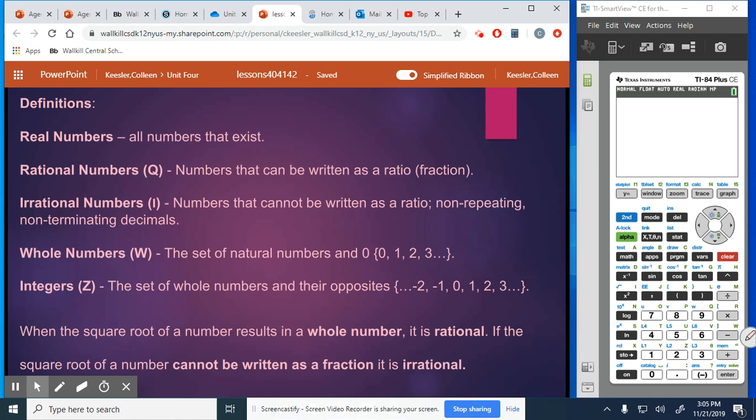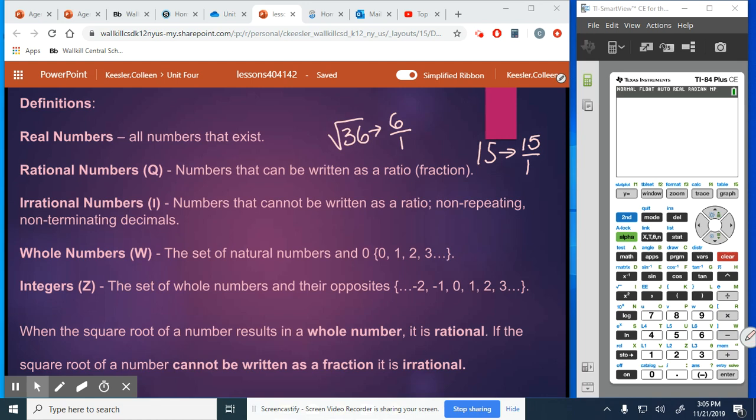Rational numbers, we use Q to abbreviate, and those are numbers that can be written as a ratio. So anything that you can turn into a fraction. For example, a whole number like 15 is rational because you can turn it into a fraction, 15 over 1. The square root of 36 is rational because you can turn that into 6, which is 6 over 1, and so on. So if you can write it as a fraction, it is rational.